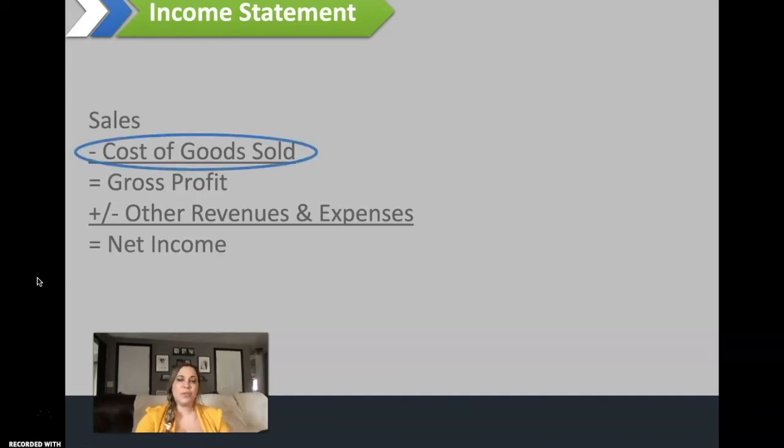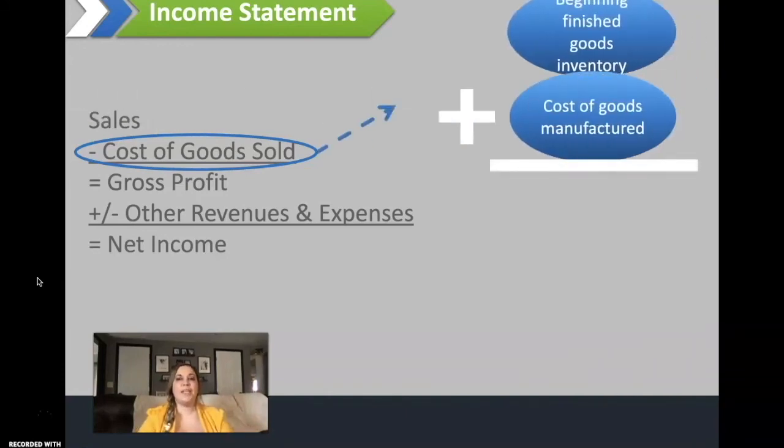So cost of goods sold is going to change slightly compared to what you've done in the past in accounting 1. Instead of just putting a number, here's your cost of goods sold, we're going to break it down by what makes up cost of goods sold. What we have is our beginning finished goods inventory. This is our finished goods inventory from the beginning of the year. We're going to add cost of goods manufactured. Remember, this comes from the cost of goods manufactured schedule on the previous slide. This is all of our manufacturing costs.